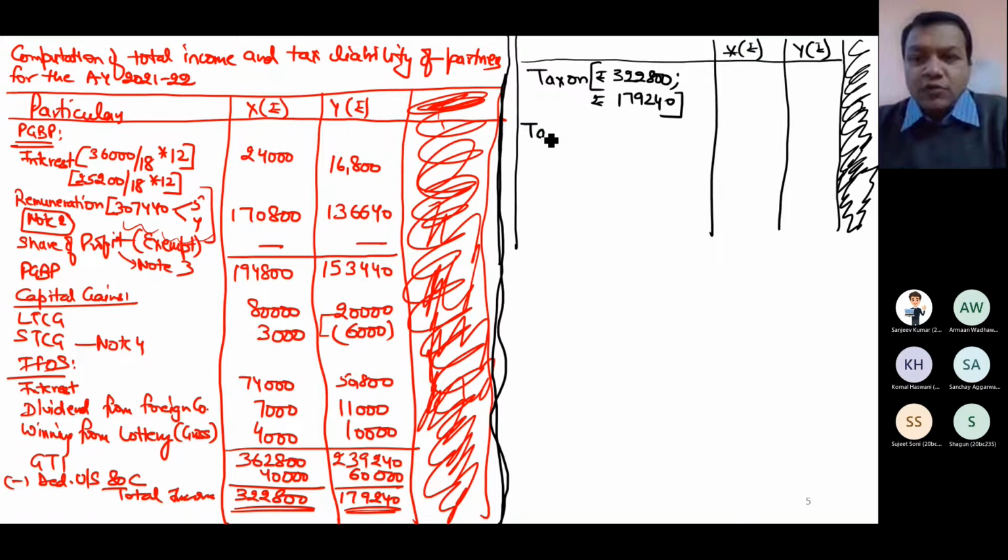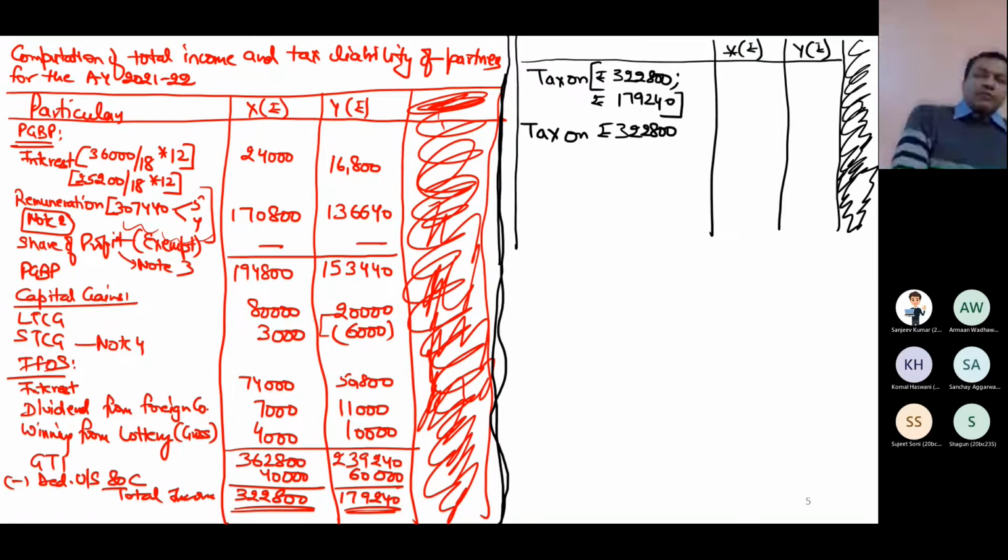So let us first talk about X. How do you compute tax on rupees 322,800? Any answer? How will we proceed while computing tax on 322,800? And do remember that these are resident and non-senior citizens, less than 60 years, and these are ROR, and they have not opted for optional taxation scheme. Can you tell me how will I proceed?